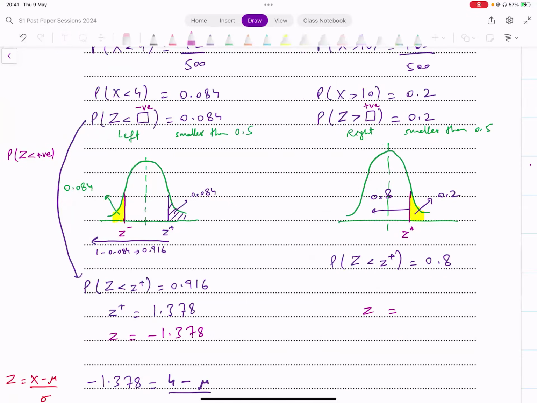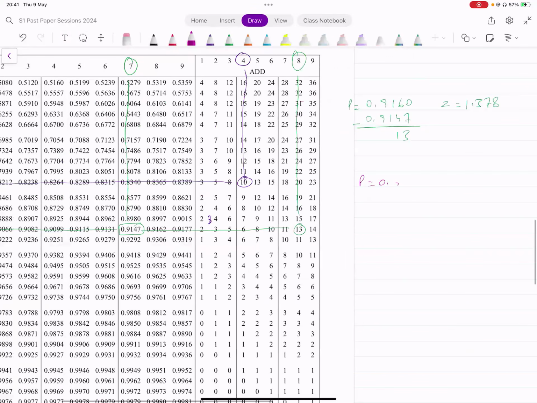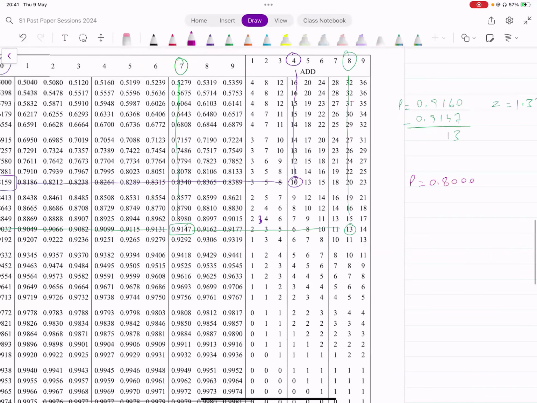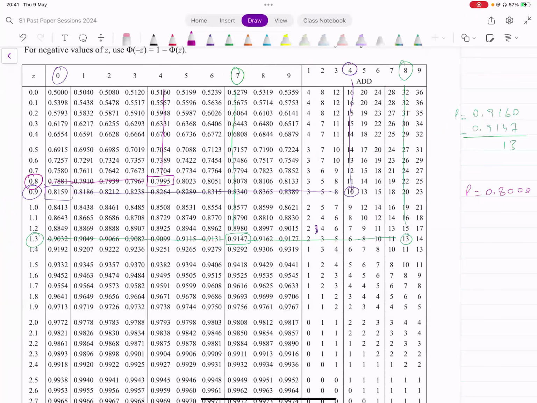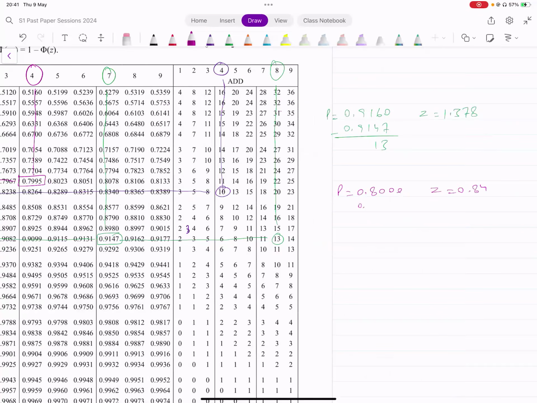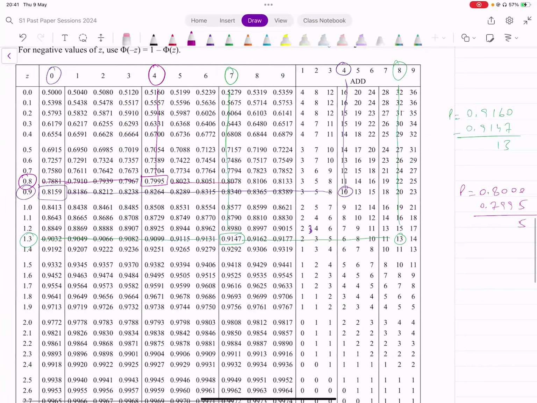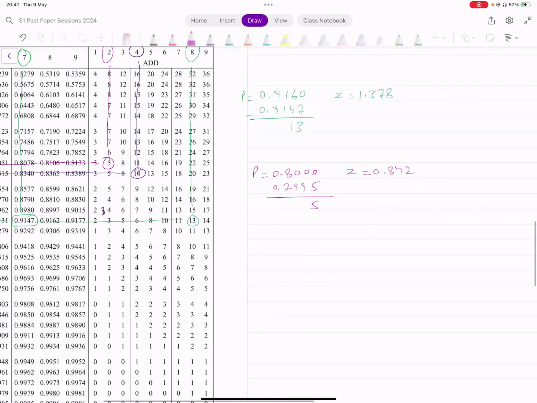Now probability is 0.8 here. 0.8000. Take this number here, that gives you 0.84. 0.84, that is 7995. The difference is 5 at the end. You need to look for 5 on the right side. That's here. It's 2. So Z value is 0.842. Okay, let's go back there.